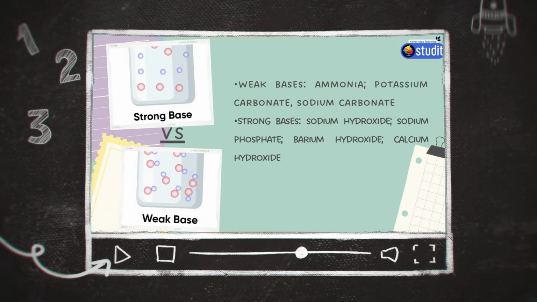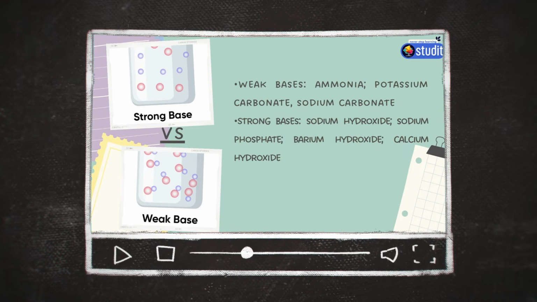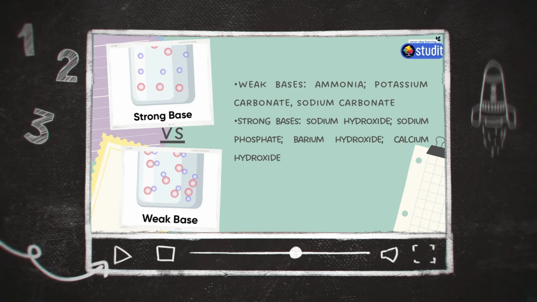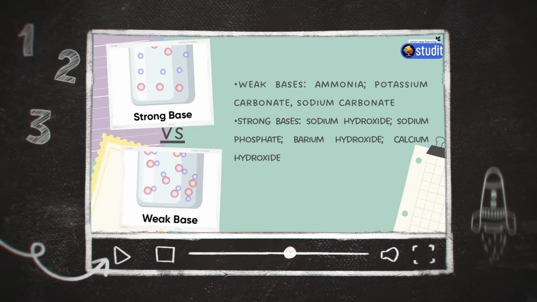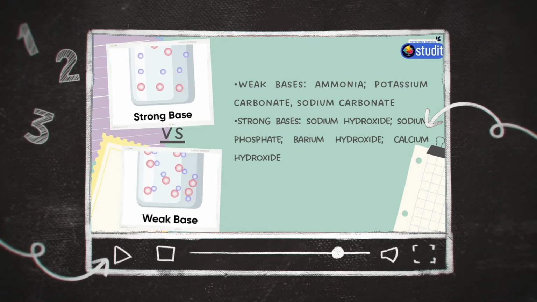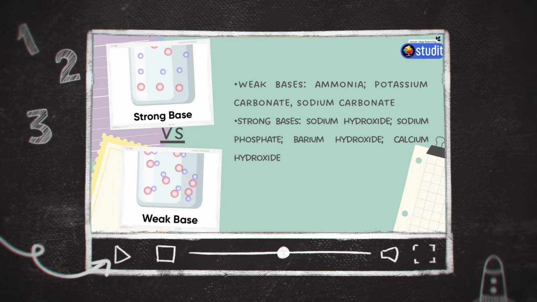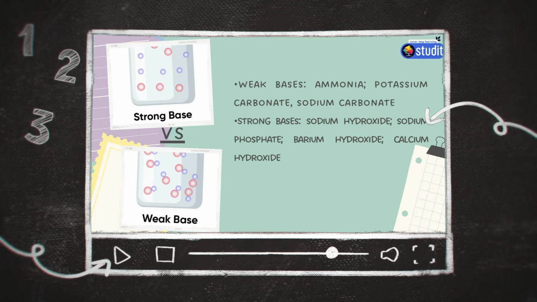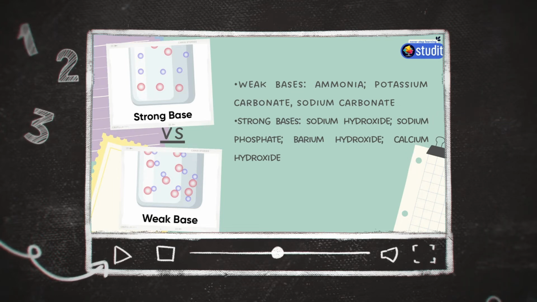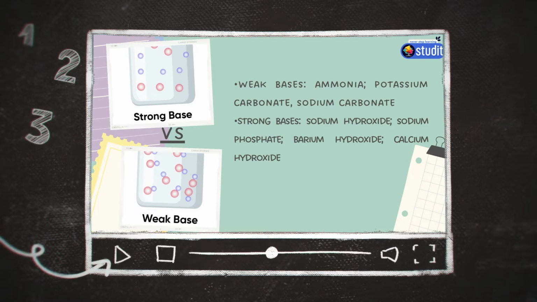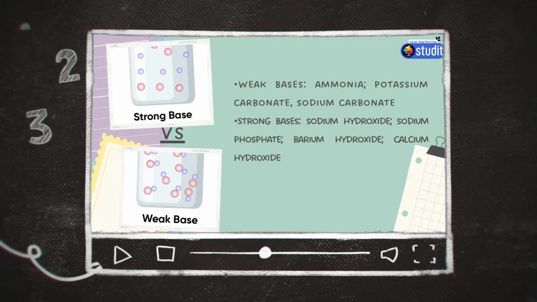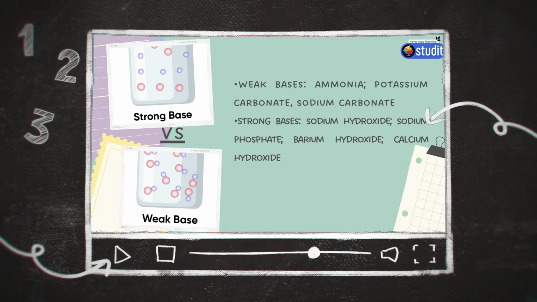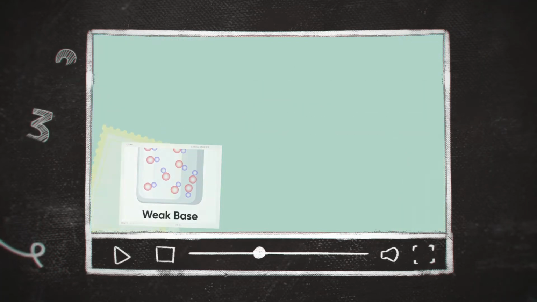There are also some strong bases and some weak bases. Some bases completely give over their OH minus. They are considered strong bases, and some of them do not give all of their ions but only some. They are called weak bases. Some weak bases are ammonia, potassium carbonate, sodium carbonate, etc. Some strong bases are sodium hydroxide, barium hydroxide, calcium hydroxide, etc.